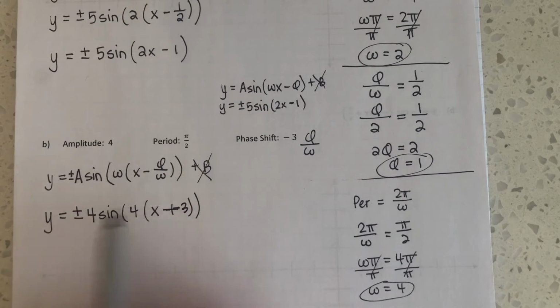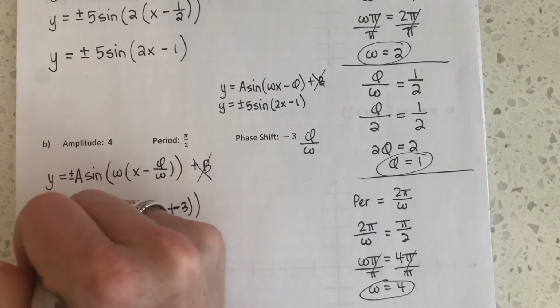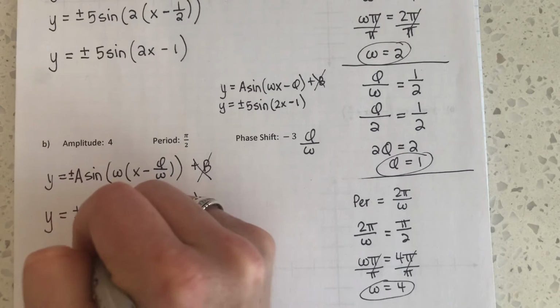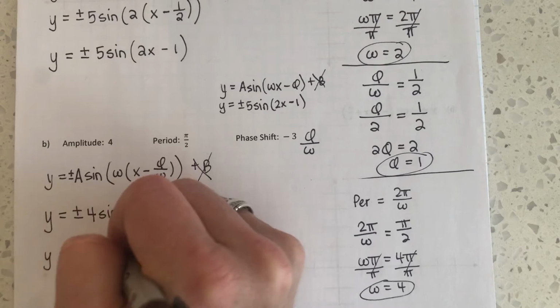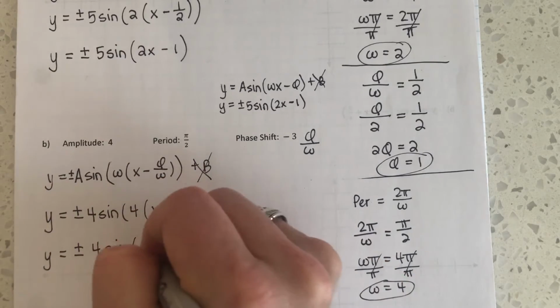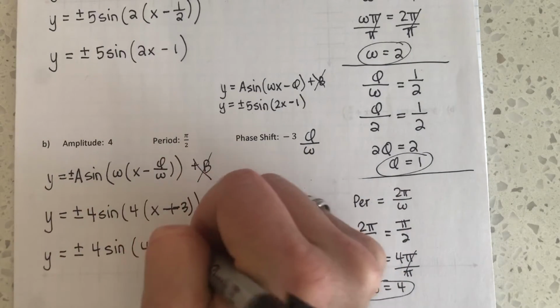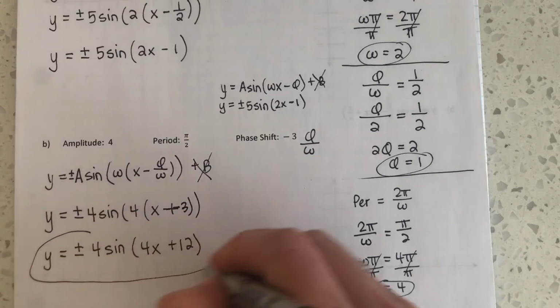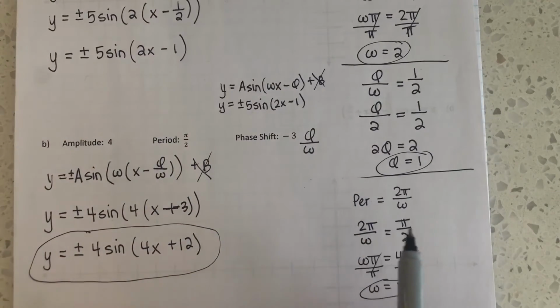We're going to clean it up by redistributing the 4. So y equals plus or minus 4 times the sine of 4x and then plus 12. And then there is your equation that would have all of these transformations happen to it.